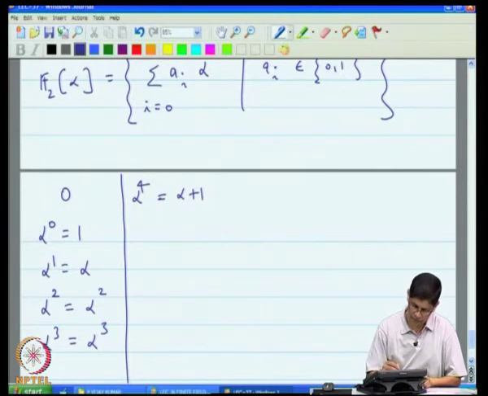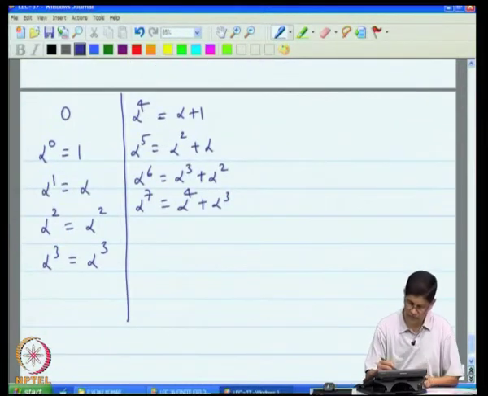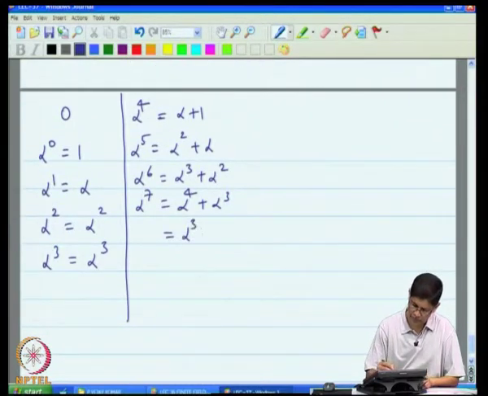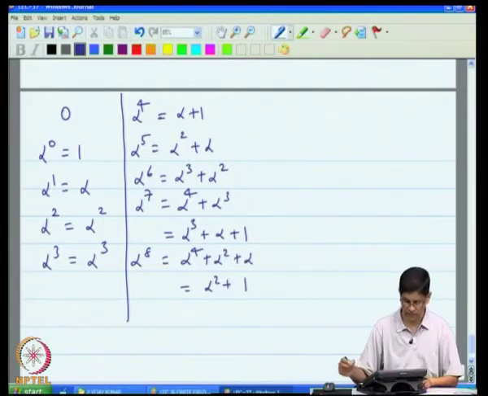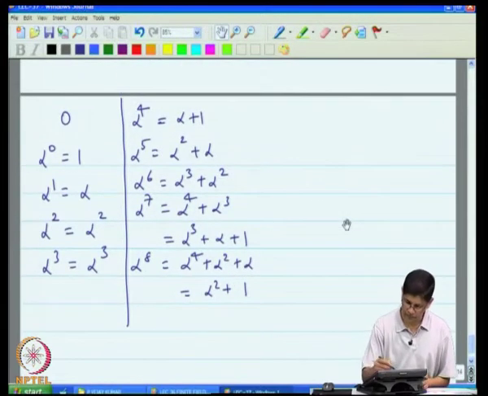Then we go to alpha^5, which is equal to alpha squared plus alpha, alpha^6 is alpha cubed plus alpha squared, alpha^7 is alpha^4 plus alpha cubed. But since alpha^4 is alpha plus 1, this is equal to alpha cubed plus alpha plus 1. Alpha^8 is alpha^4 plus alpha squared plus alpha, which is alpha squared plus 1. Okay, you can verify that because alpha^4 plus alpha is 1, so it is alpha squared plus 1. Okay.